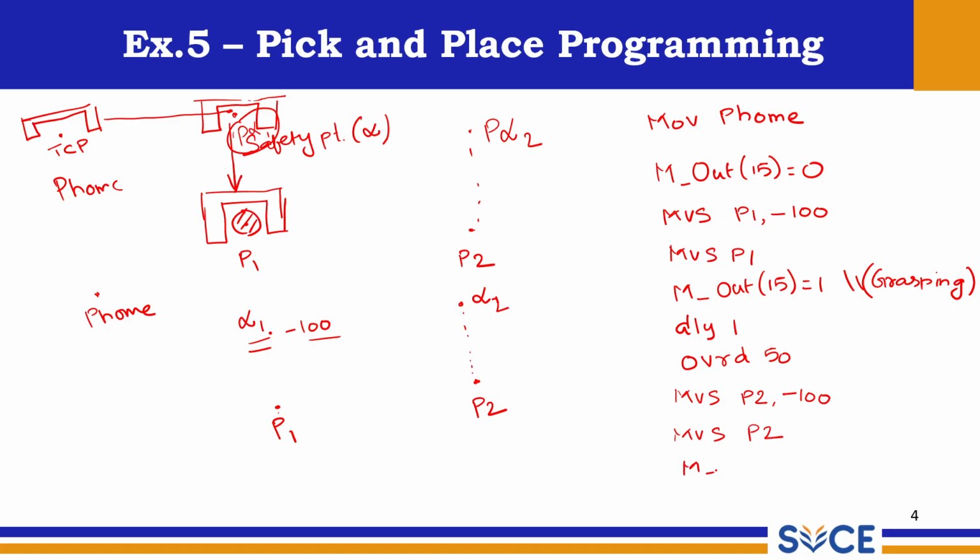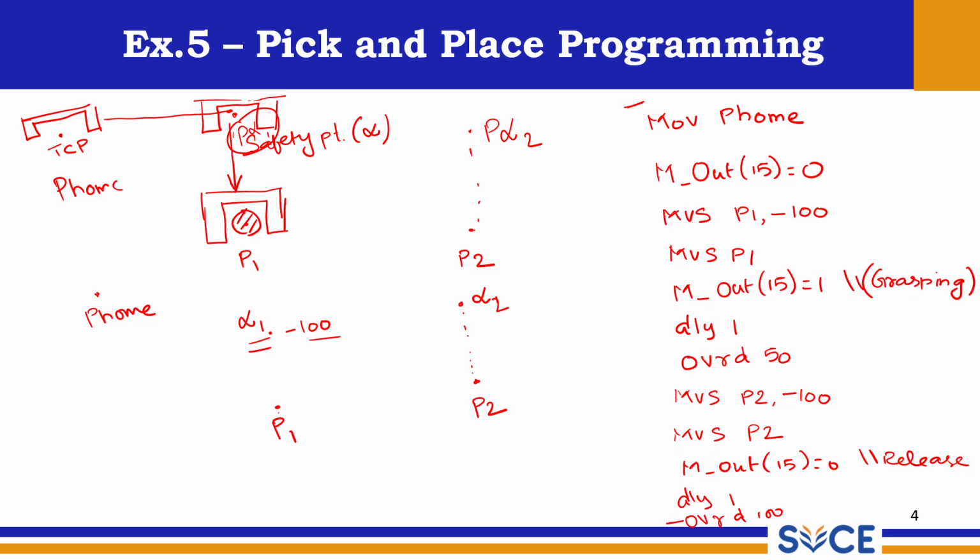Now what is the thing? M_OUT 15 is equal to 0. So now what will happen? Releasing action. So now the robot is going to release the part. So once it has released, we need not have this override. So override is 100. Here, obviously we should have a delay by 1 second. So once the delay is over, now this is override by 100. Okay. So that is, you go back to the original statement. So now what I'm doing is, from here to here is the main program.